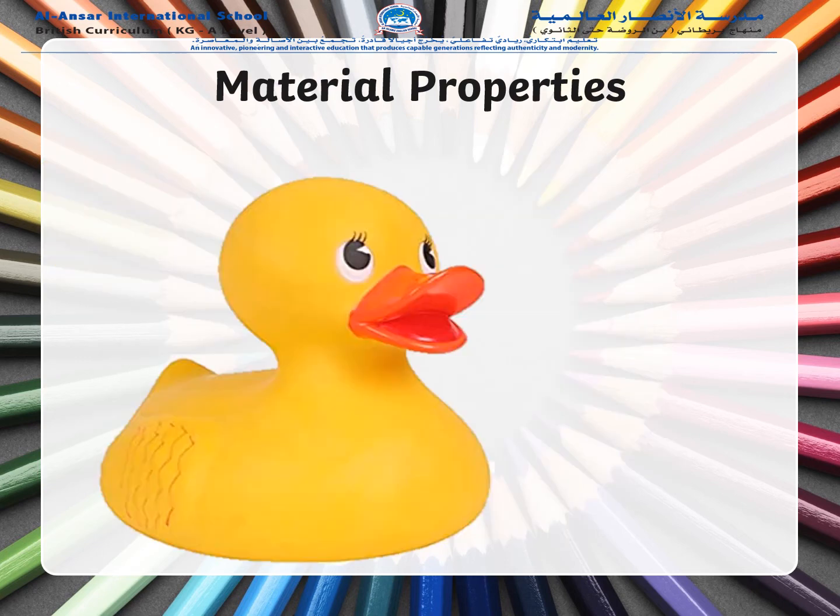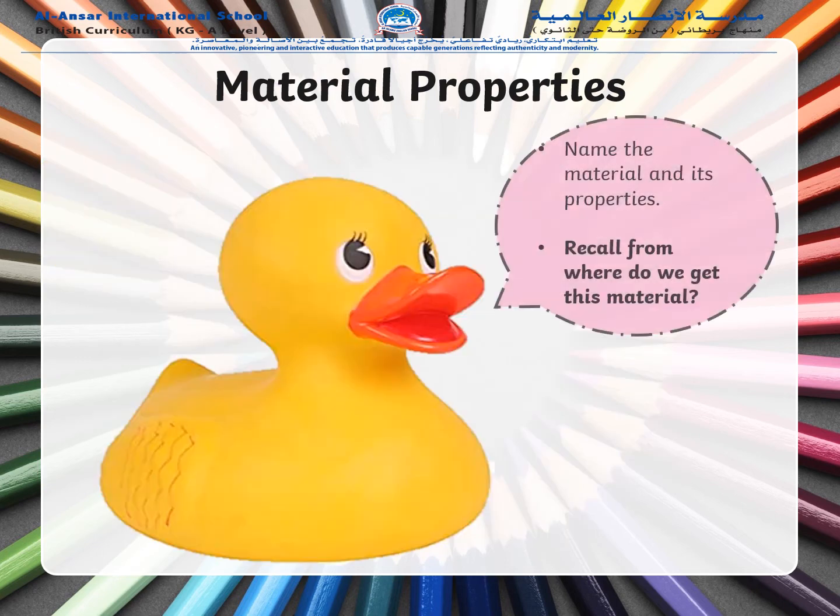Here we have a toy, a rubber duck. So it's made of rubber. Recall from where we get this material. And as I told you earlier, rubber is not an absorbent material, so it is waterproof. So here's one property. Think about more properties of rubber material. Is it transparent? No. Is it opaque? Yes.